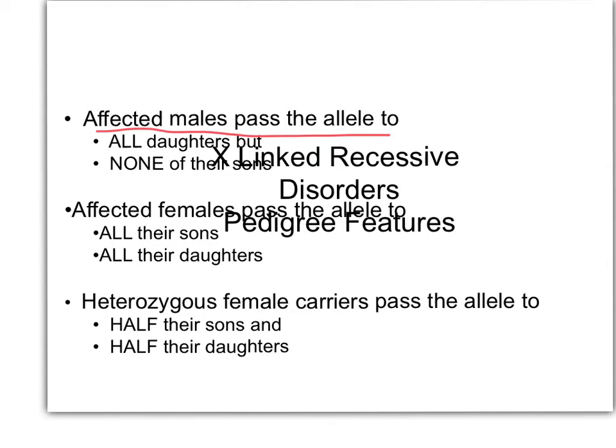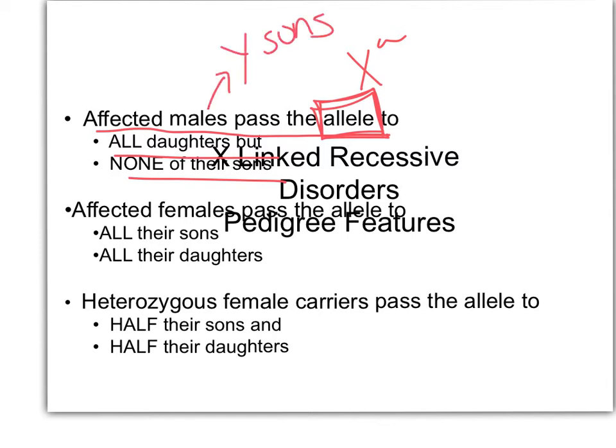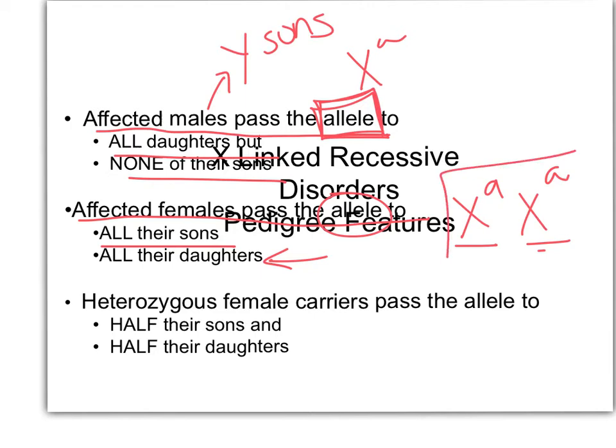Affected males pass the allele, not the trait, just the allele, to all their daughters but none of their sons. The allele, right? Males pass the Y to the sons, never an X. Affected females pass the allele to all their sons and all their daughters, because each one's got an X. It's a 100% chance you're going to get the little a if mom had it, because she's homozygous recessive.